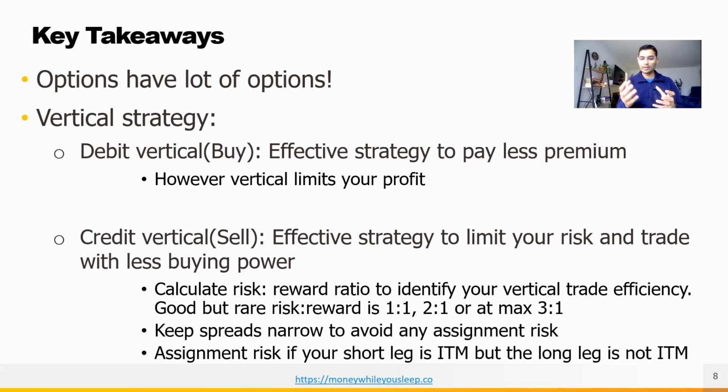So if you are trading in verticals, one of the big advantages is that you don't need too much buying power to execute your trades. While in your naked put, you might need a lot of money to cover that underlying. If you are doing vertical trades, you don't need too much buying power or the cash. If you are doing a debit vertical, that buying side of the vertical is going to help you in paying less premium. However, as we have seen in the example, it is going to limit your profits. Your maximum profit is going to be the credit spread minus the premium you have paid.